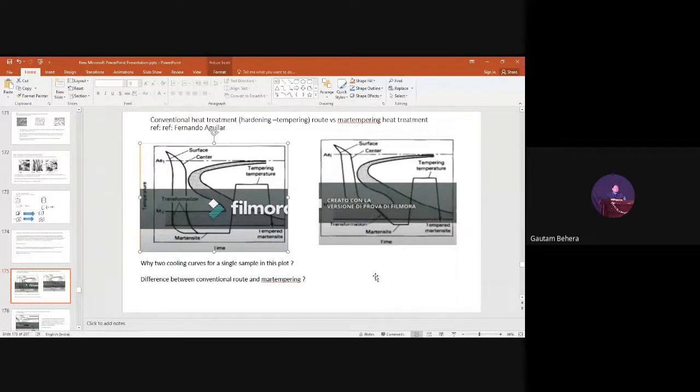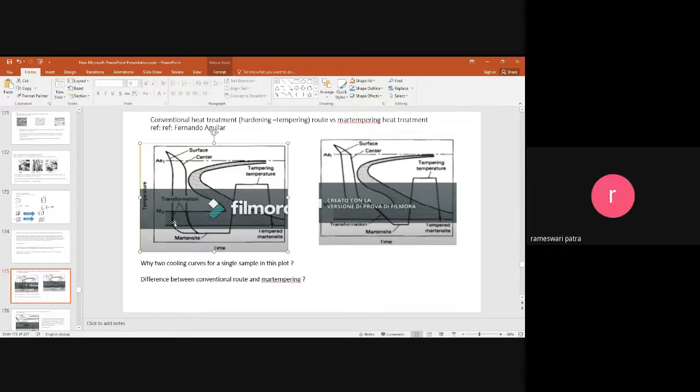Yes. Sir, in the conventional route, we quench the steel from austenite to below the MS temperature, but in Martempering, we quench the steel from austenite to just above the MS temperature. Very good. And in Martempering, a temperature gradient will exist, but in the conventional route, no temperature gradient will exist. The second one is wrong. Temperature gradient will exist here or here. Sir, conventional route temperature gradient. Yes, in the conventional route there is a temperature gradient.